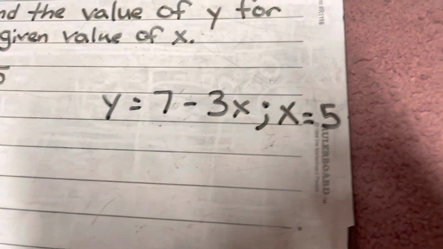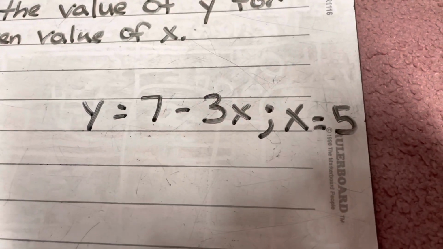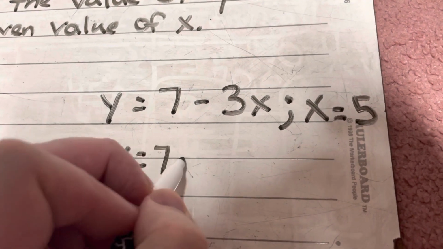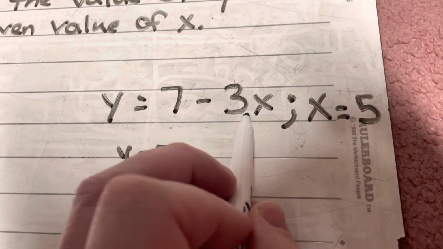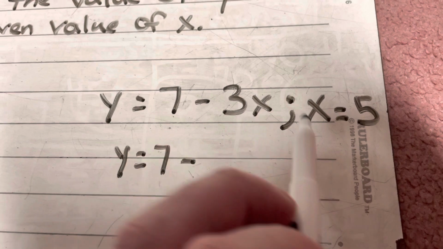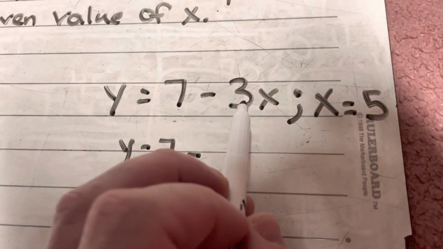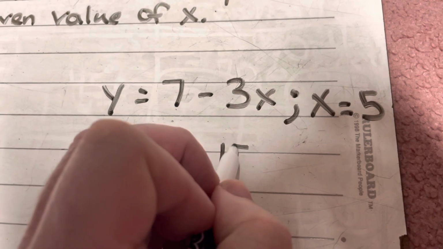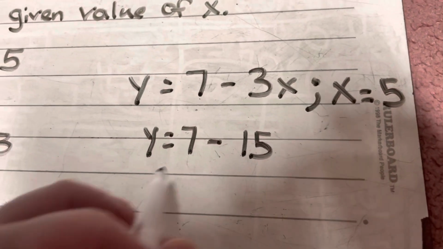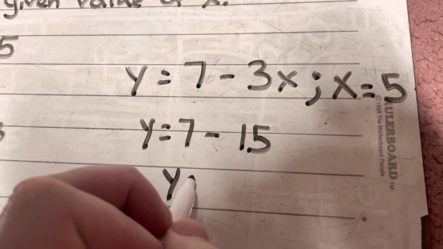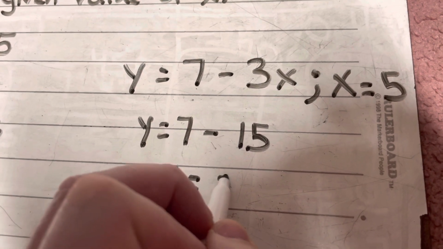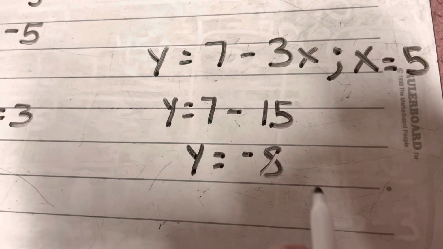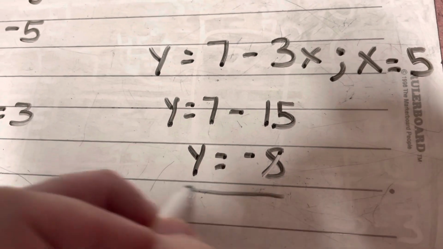All right, last one. Y equals 7 minus 3x, x equals 5. Well, y is going to equal 7 minus 3x. Well, 3x is 3 times x. X equals 5, so I'm doing 3 times 5. Well, 3 times 5 is 15. So y equals 7 minus 15, which means that y equals -8, because I know that 15 minus 7 is 8, so 7 minus 15 has to equal -8.